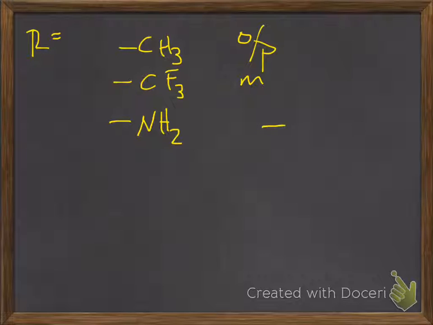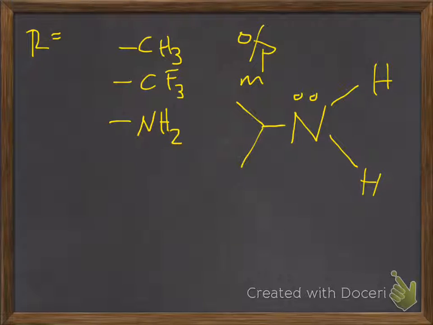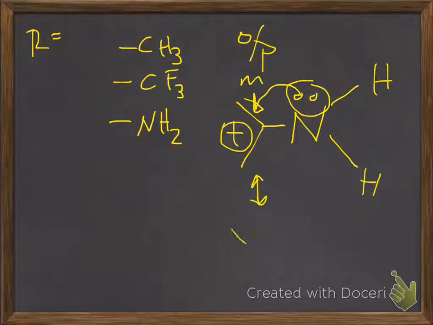If you draw it out with the Lewis structure, it's going to look like this. It's going to have 2 lone pair electrons. So therefore, whenever the carbocation is right there, these 2 lone pair electrons can actually go and help stabilize that. And you get another resonance structure out of it. So because of that, an NH2 group is also an OP director.